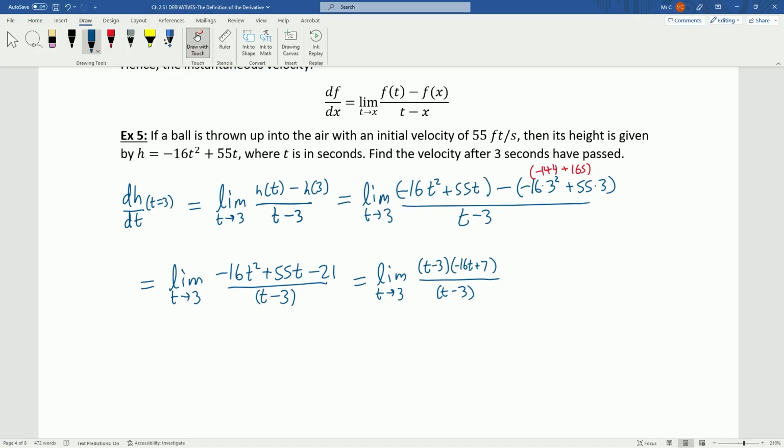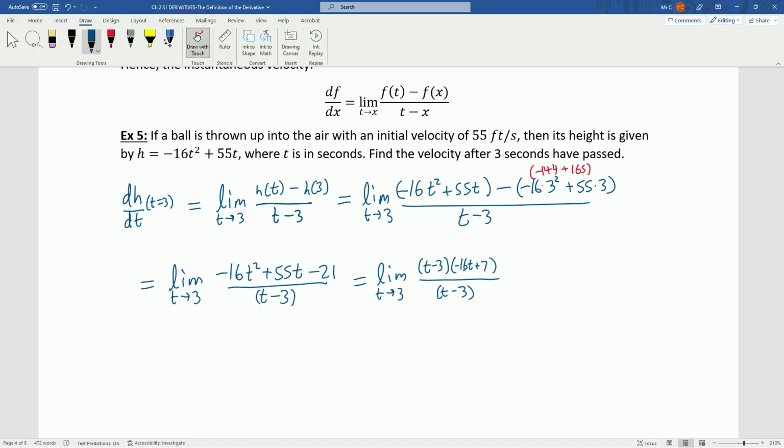48. There should be a minus in here. That should be... Did I make a little mistake? This should work out. Let's just check and see if I've got a little mistake in here.